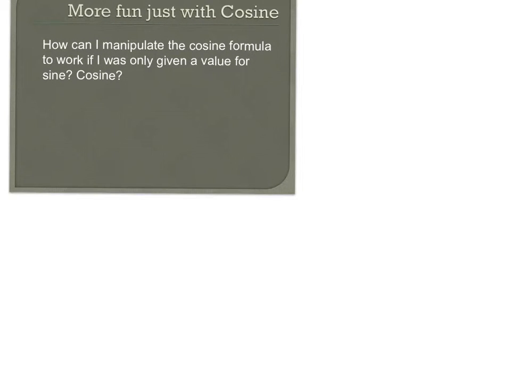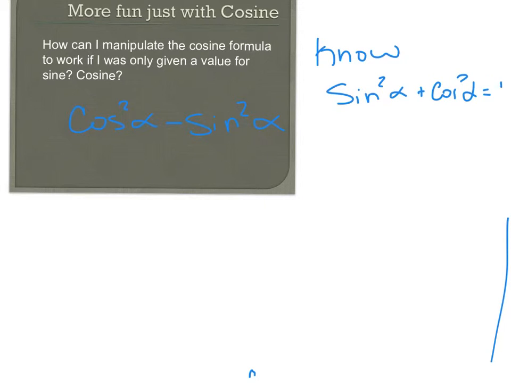So we know we have our base one, okay? I'm going to change the thickness here so it sticks out a little bit more, hopefully. So our basic cosine one that we come up with is cosine squared alpha minus sine squared alpha. So how can I come up with the other identities? Here's what I know. I'm going to use one of these Pythagorean identities that we've seen in the past. I know sine squared alpha plus cosine squared alpha is equal to 1.